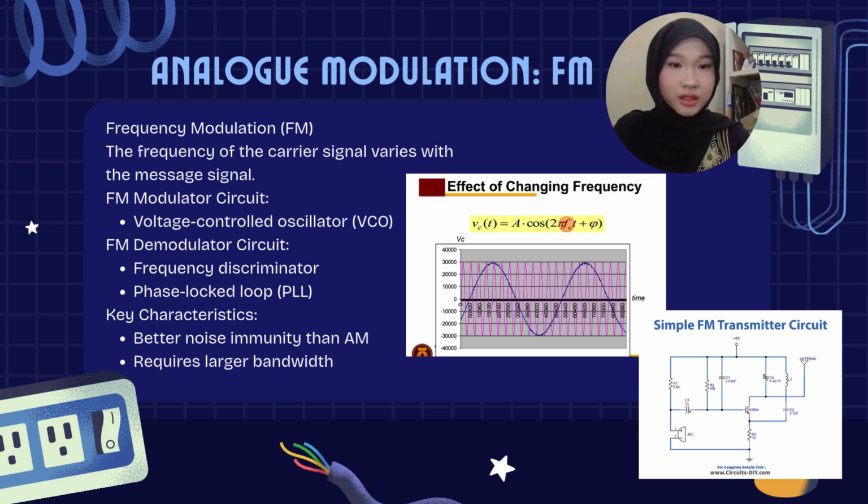In this slide, we look at frequency modulation, or FM. The frequency of a carrier signal varies according to the message signal, while the amplitude remains constant. FM modulators commonly use a voltage controlled oscillator, also known as VCO. At the receiver, a frequency discriminator or phase locked loop is used for demodulation. Compared to AM, FM has much better noise immunity but requires wider bandwidth.